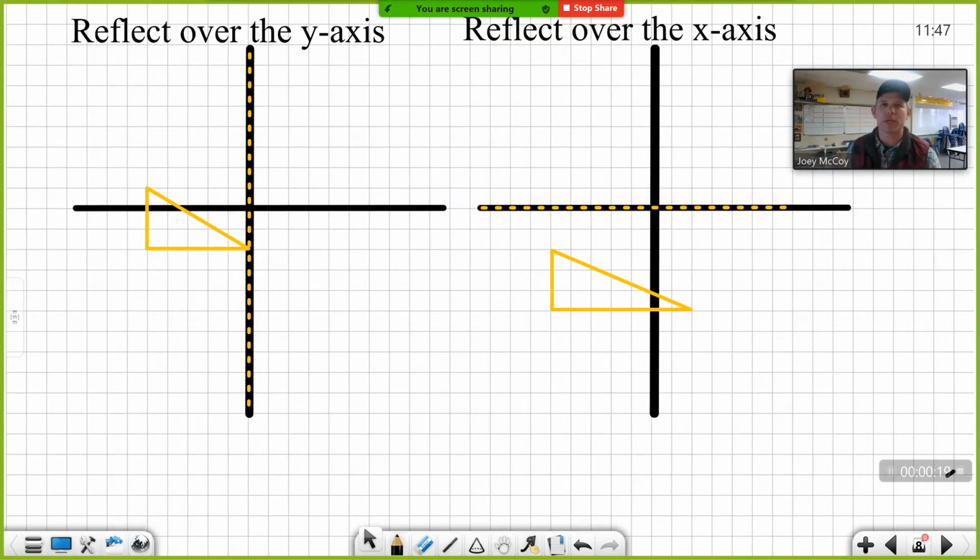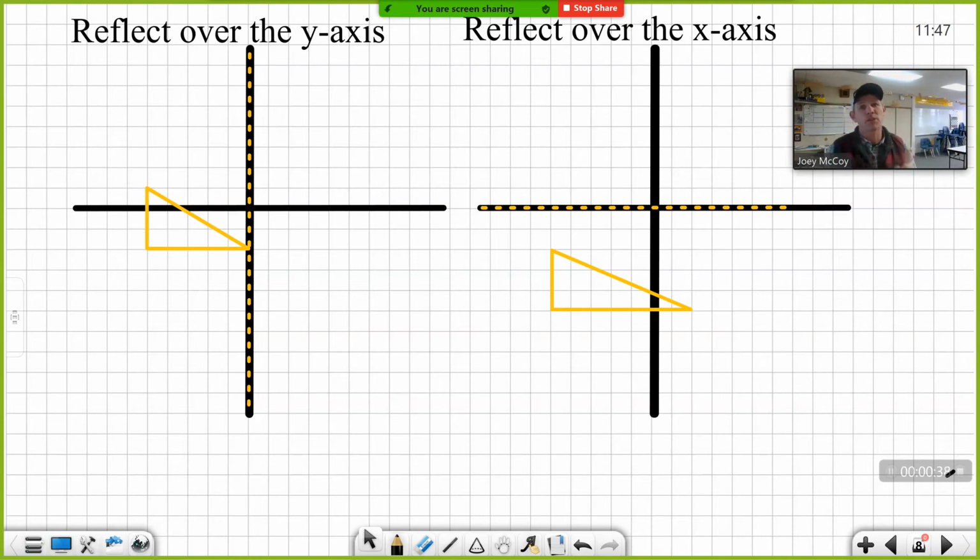So the most important skill that we're working on in this problem is recognizing where we are in space. We need to be able to recognize where two-dimensional objects move in space so that later on down the road we can recognize where three-dimensional objects work in real space.